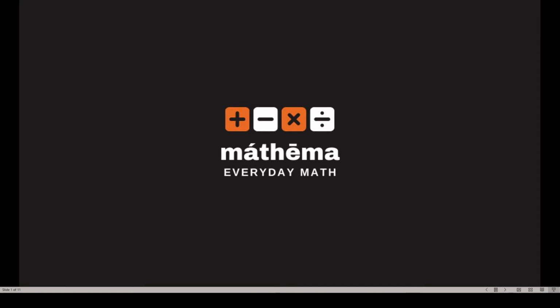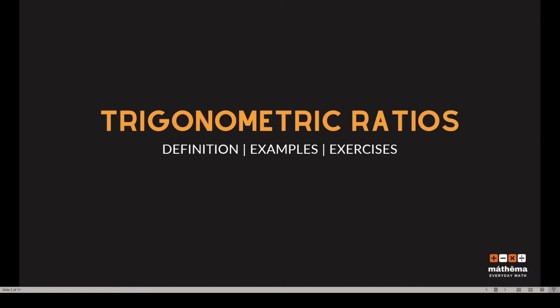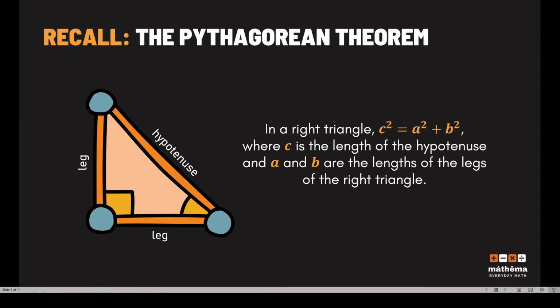Today we'll be talking about trigonometric ratios. We're going to discuss the definition, we'll have some examples, and of course some exercises. Before we proceed to our trigonometric ratios, it is very important to first recall the concept of the Pythagorean theorem. The Pythagorean theorem states that the square of the length of the hypotenuse is equal to the sum of the squares of the two remaining sides.